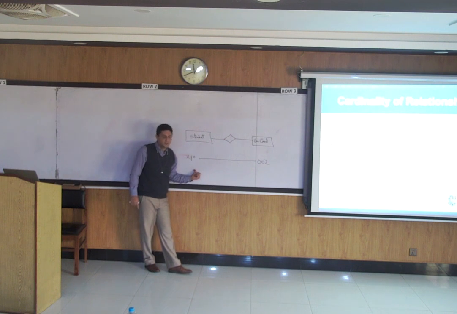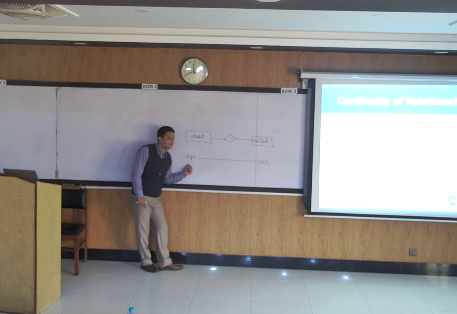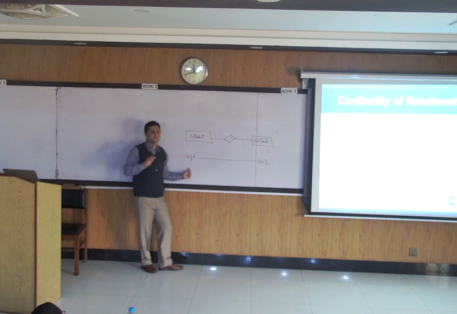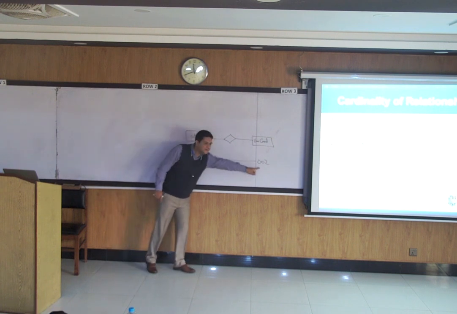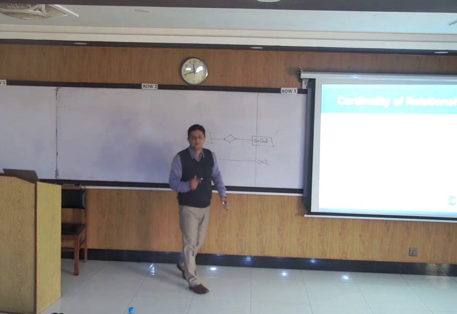Okay, if we generalize this, the overall possibility is that a student's instance can never be related with more than one card's instances. So from this side, the cardinality is 1 to 1. Okay, this is 1 to 1 because one instance from this side can have a maximum of one instance from the other side. Now we shall check the cardinality from the other side.